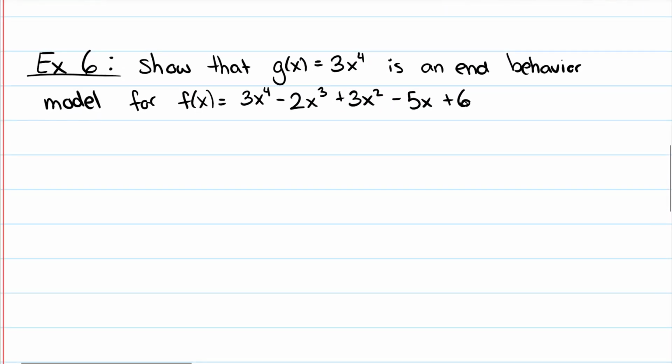In example 6, we're going to show that g of x, which is equal to 3x to the fourth, is an end behavior model for the function 3x to the fourth minus 2x cubed plus 3x squared minus 5x plus 6. This is very similar to the graph I just showed you because they were both fourth degree polynomials, just with different numbers. So first let's start with the right end behavior model.